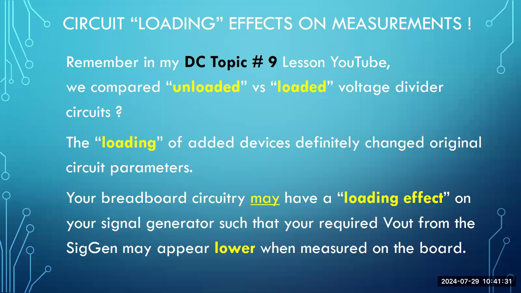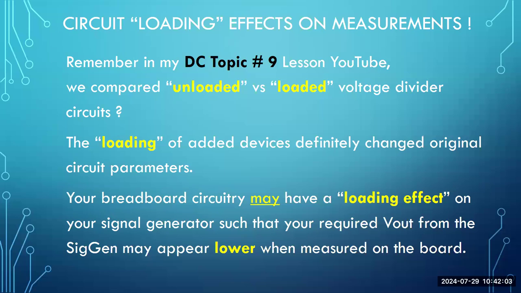Okay? What that means is, if we require a 2-volt peak from our signal generator, when we hook it up to the circuit on the board, what we measure on the board may not be 2-volt peak. There may be a loading effect of the circuitry on the board as current flows through it. It may be drawing more current than the output of your signal generator is designed to sustain. And so we may see a slight difference.